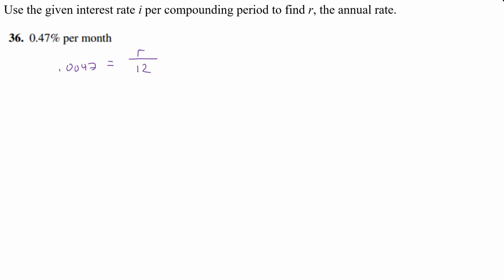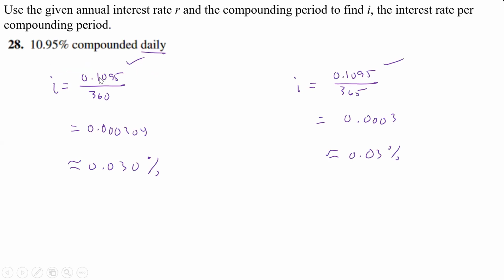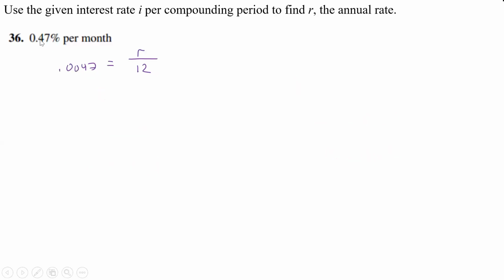Okay, so the rate divided by 12, because remember over here we took our rate divided by 360 or 365 and we got our interest. Now this one's per month, and so we have to divide by 12. So what does that mean? Well, we're just going to take 12 times that number. And so if we do that, I'm just going to use my calculator here. And so that looks like we get 5.64% after we convert it back to a percentage from a decimal.